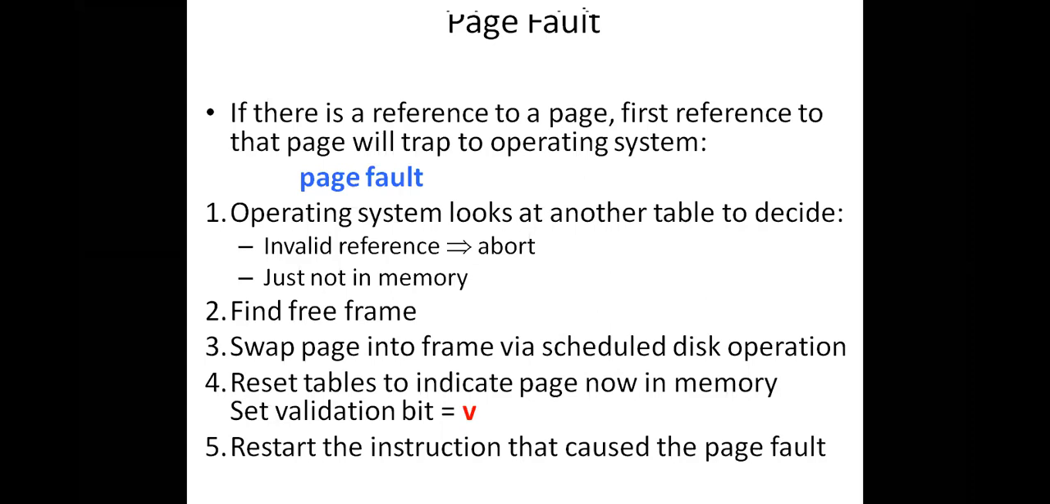Then what will the operating system do? It will do the following 5 steps. The operating system looks at another table to decide. So the operating system immediately checks the page table, right? There is a page fault. Is it true? I need to check in the page table. So the operating system will go to the page table and check the third column, which is the valid-invalid position. If it is invalid, then automatically it will abort the process.